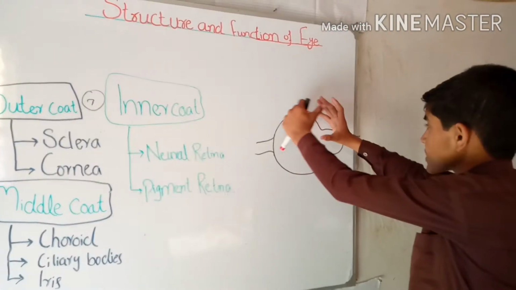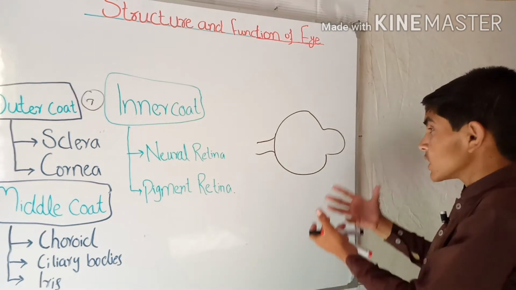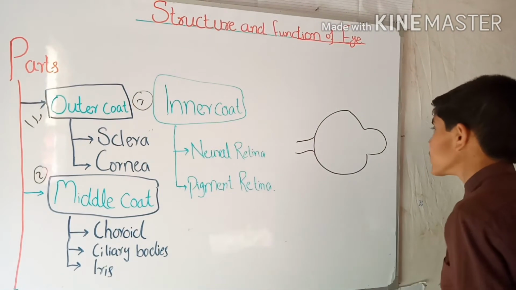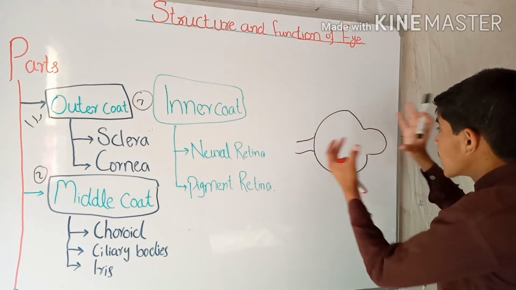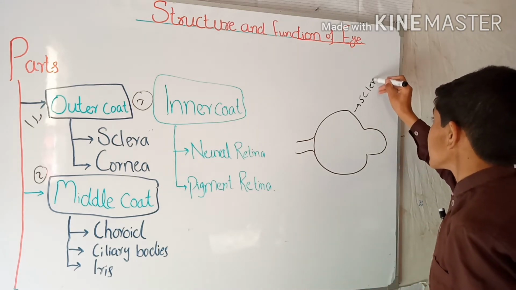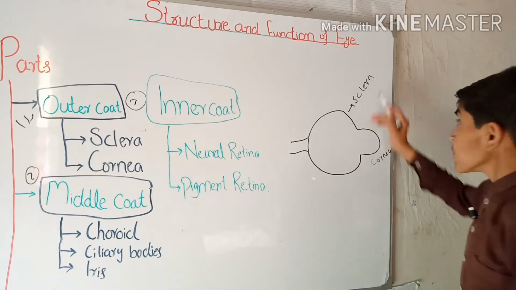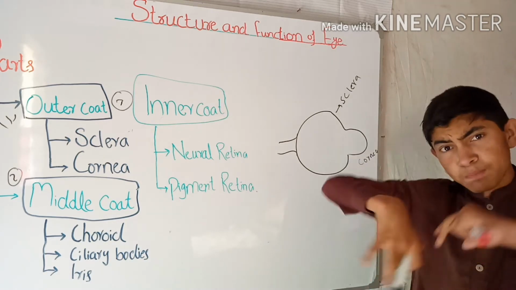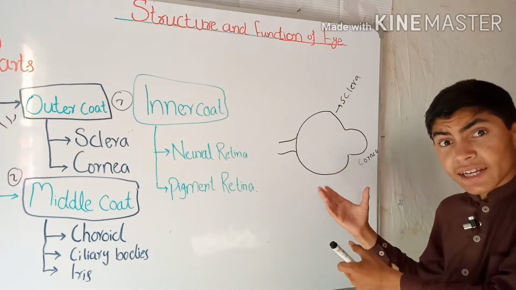The first layer is the outer protective layer, which we call the outer coat, the sclera. You can see here the outer coat consists of two parts, sclera and cornea. So the outer part, which I marked in black, is called the outer coat of the eyeball. It consists of the sclera. This is the sclera, and the next is the cornea. So you can see here, this is the cornea. The sclera is the outer protective part, and the cornea is the transparent bulging part, which we can see in our eyes.